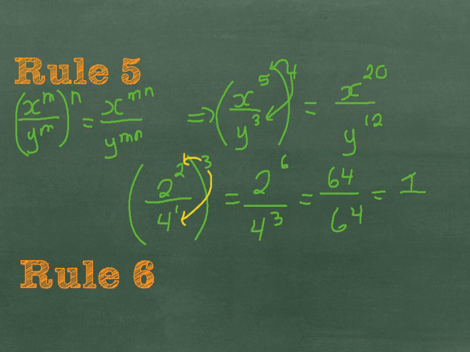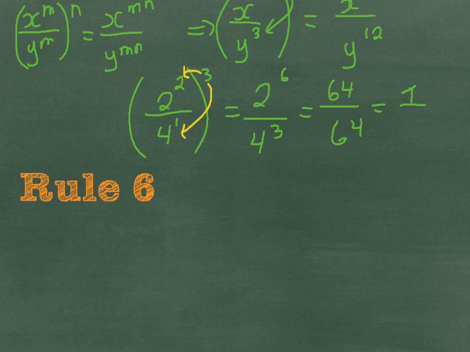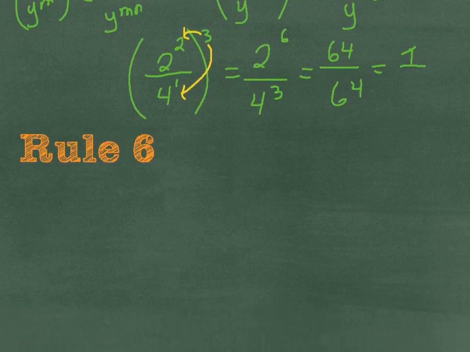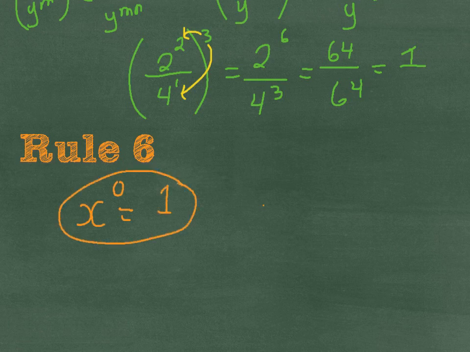And the last, and probably the most commonly forgotten rule, is that any number or any variable to the power of 0 is equal to 1. That is the rule. 2 to the power of 0 is 1. 55 to the power of 0 is 1. It's just the rule. We'll talk more about why in another lesson, but that is the rule.